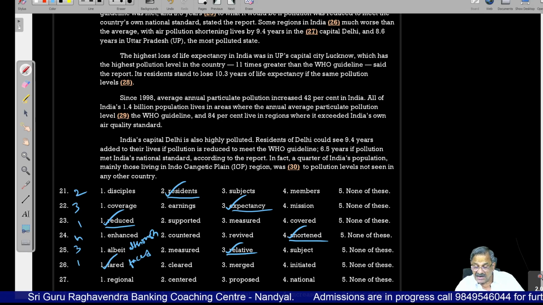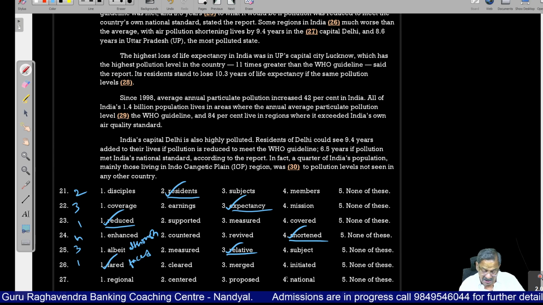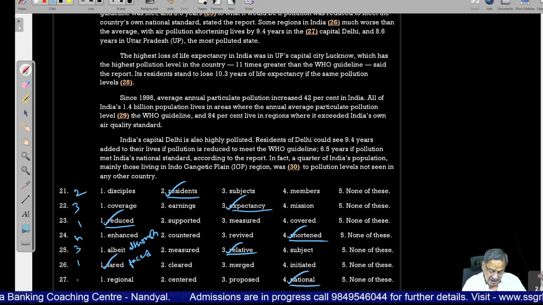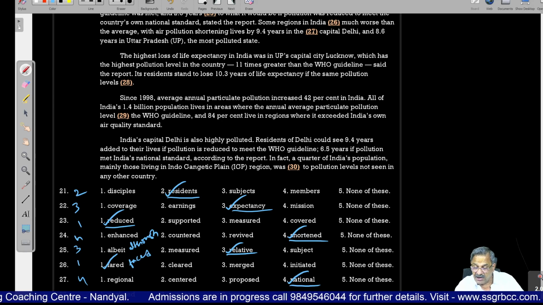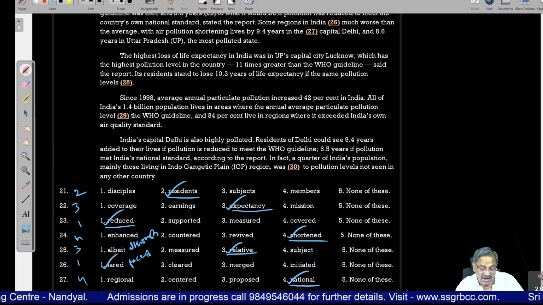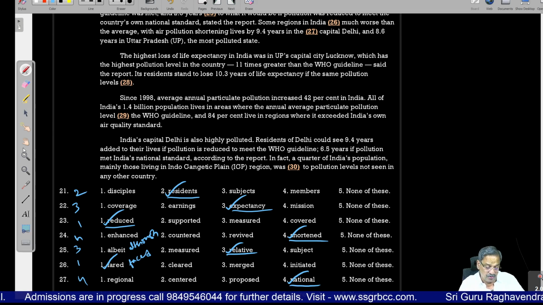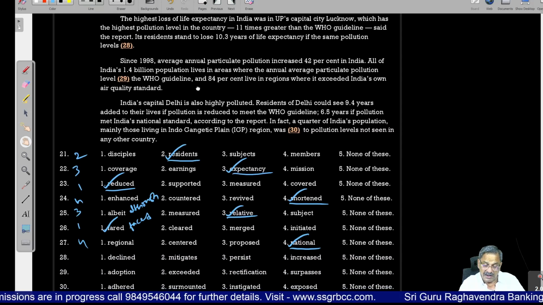In the national capital New Delhi, and 8.6 years in Uttar Pradesh, the most polluted state. Then go to the next paragraph.